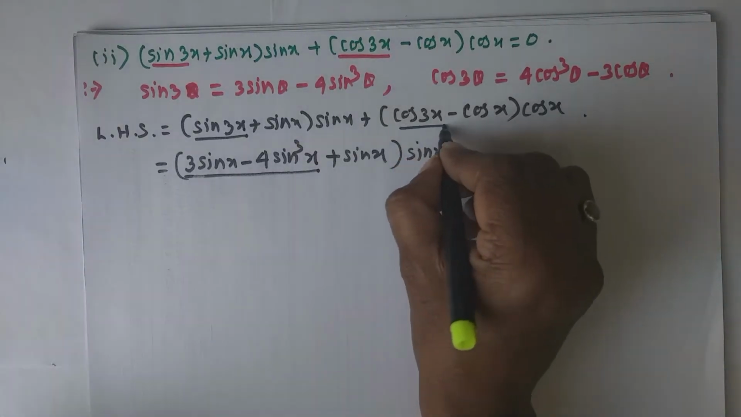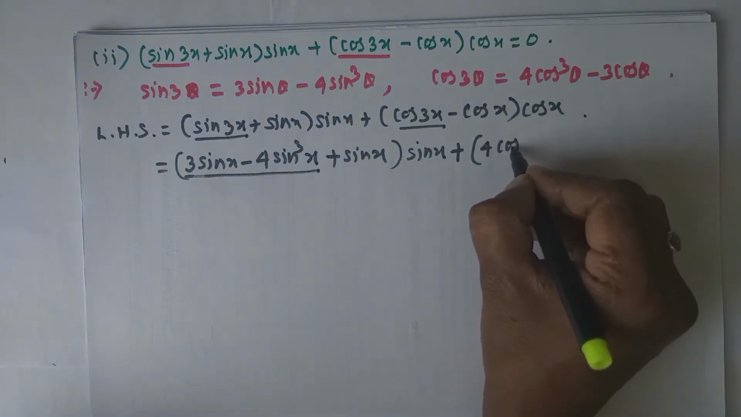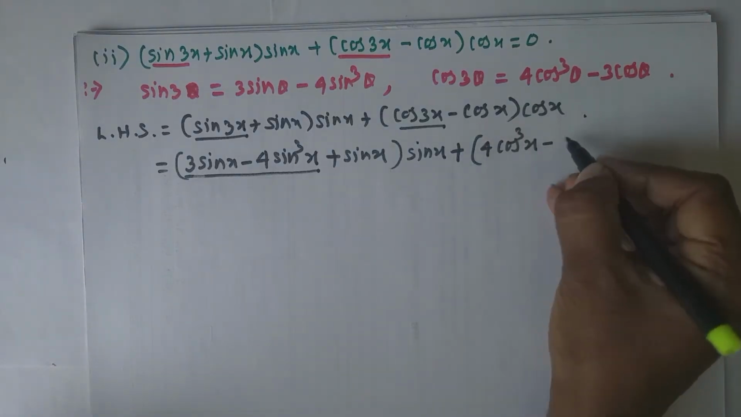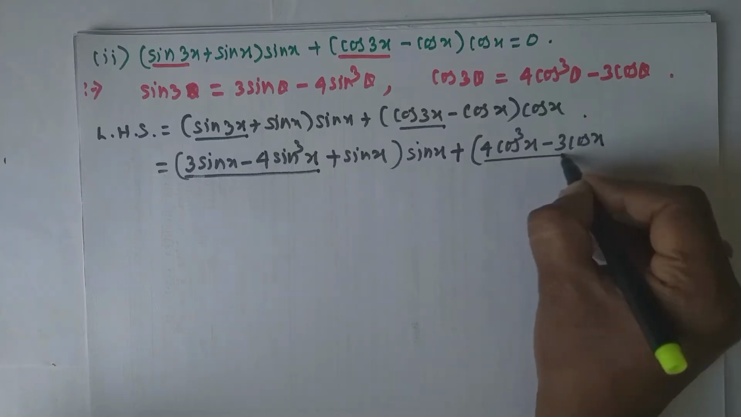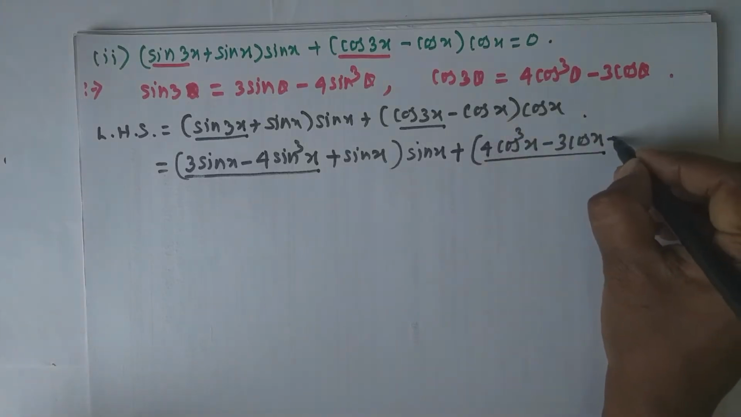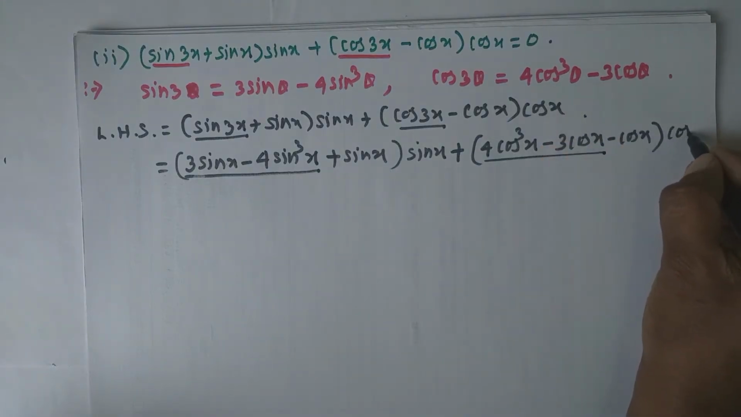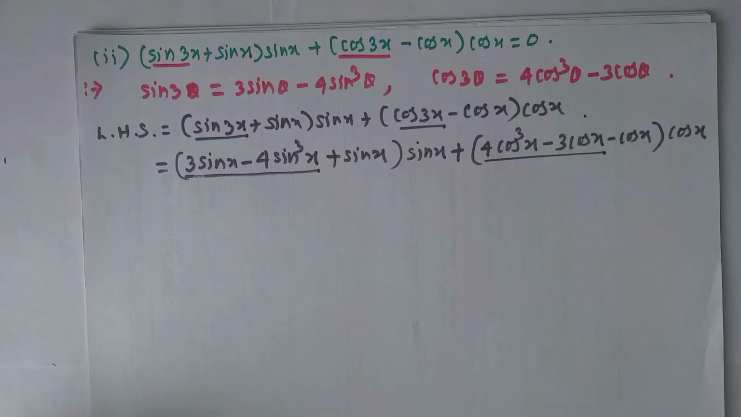Now again keep the value of cos 3x. What is the value of cos 3x? That will be 4 cos cube x minus 3 cos x. This is value of cos 3x. Now keep this minus cos x as it is. Close the bracket, and outside the bracket again there is cos x. Okay, write down this step carefully. Now simplify this.